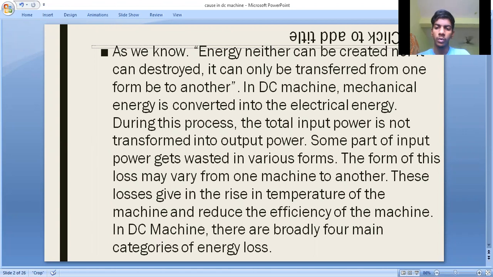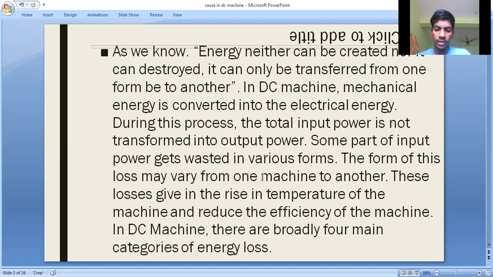During this process, the total input power is not transformed to output power. Some part of the input power gets wasted in various forms. The form of these losses may vary from one machine to another. These losses cause a rise in temperature of the machine and reduce the efficiency of the machine.